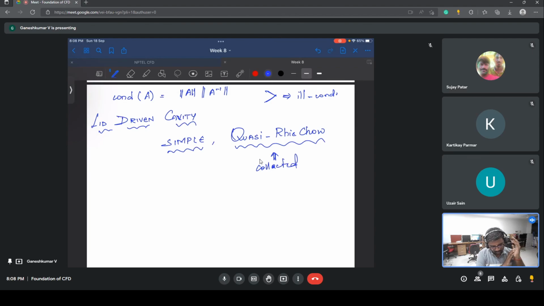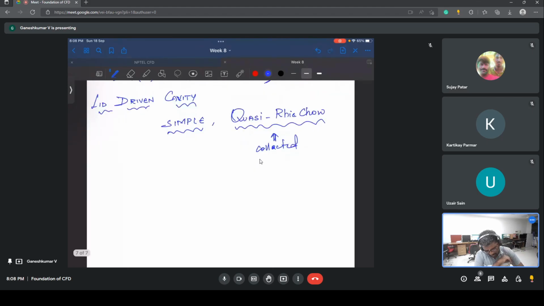These things you can try on your own. In addition, we also have a few more test cases. Like this lid driven cavity is a test case, similarly the backward facing step, all those things you can try with the same program, or you can write your own program. The only thing is the domain will become different and you need to apply proper boundary conditions.